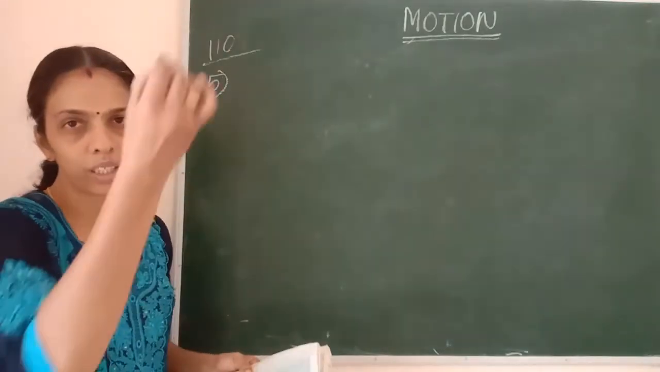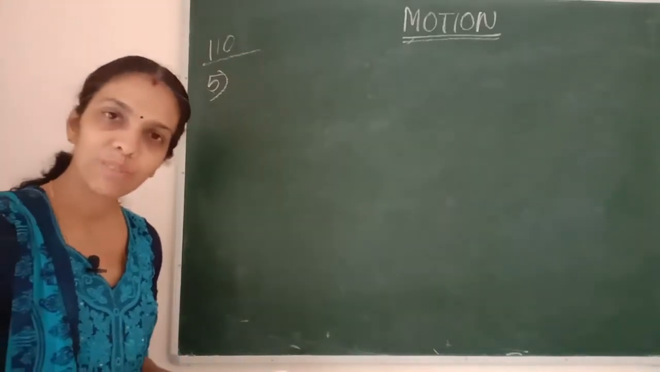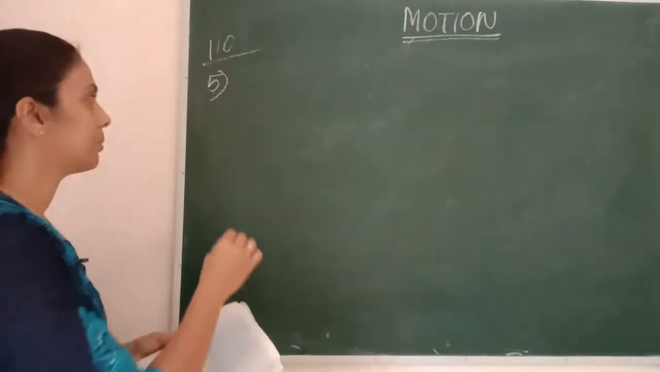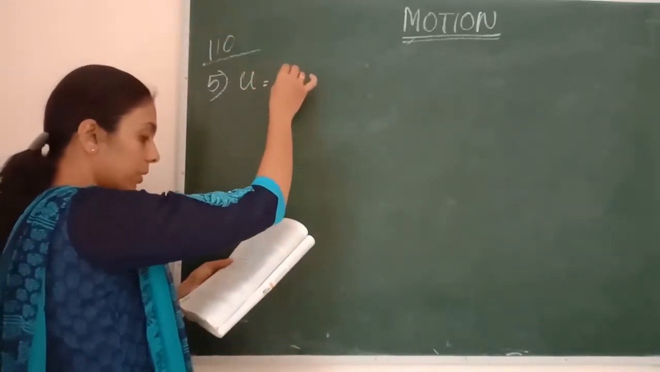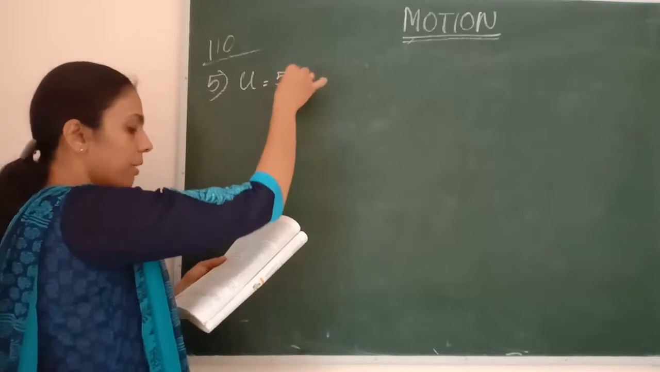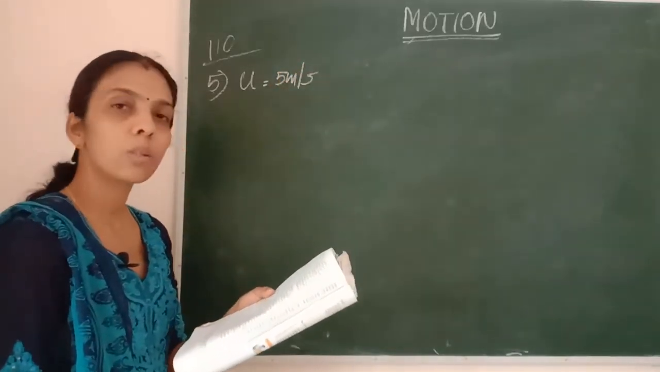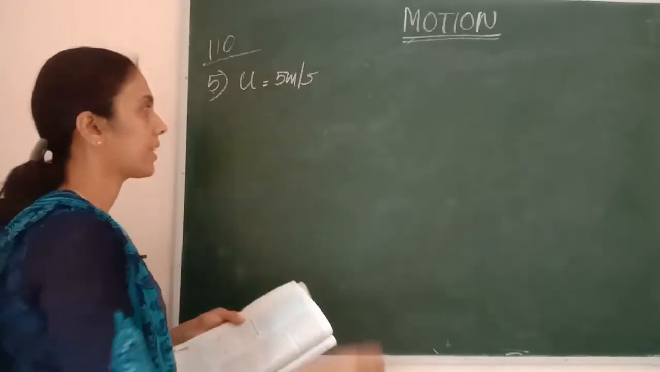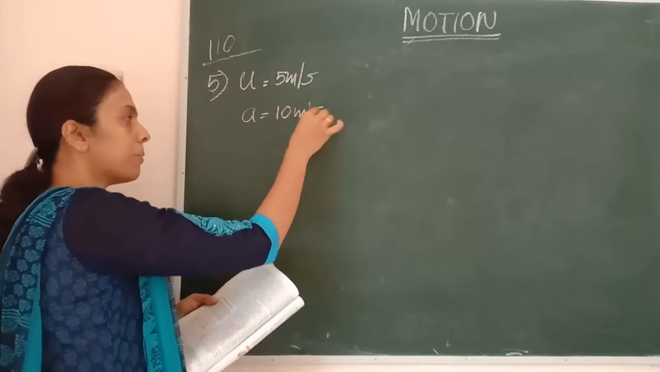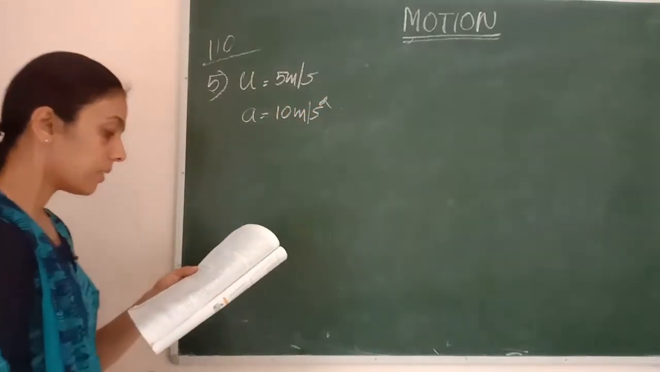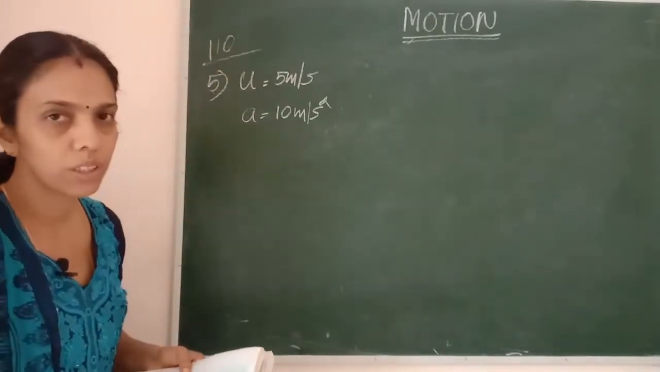If it is thrown upwards, what will be its initial velocity? The velocity given will be the initial velocity, because we are throwing with a velocity. So the initial velocity is given as 5 meter per second. The acceleration of the stone during its motion is 10 meter per second square, in the downward direction.